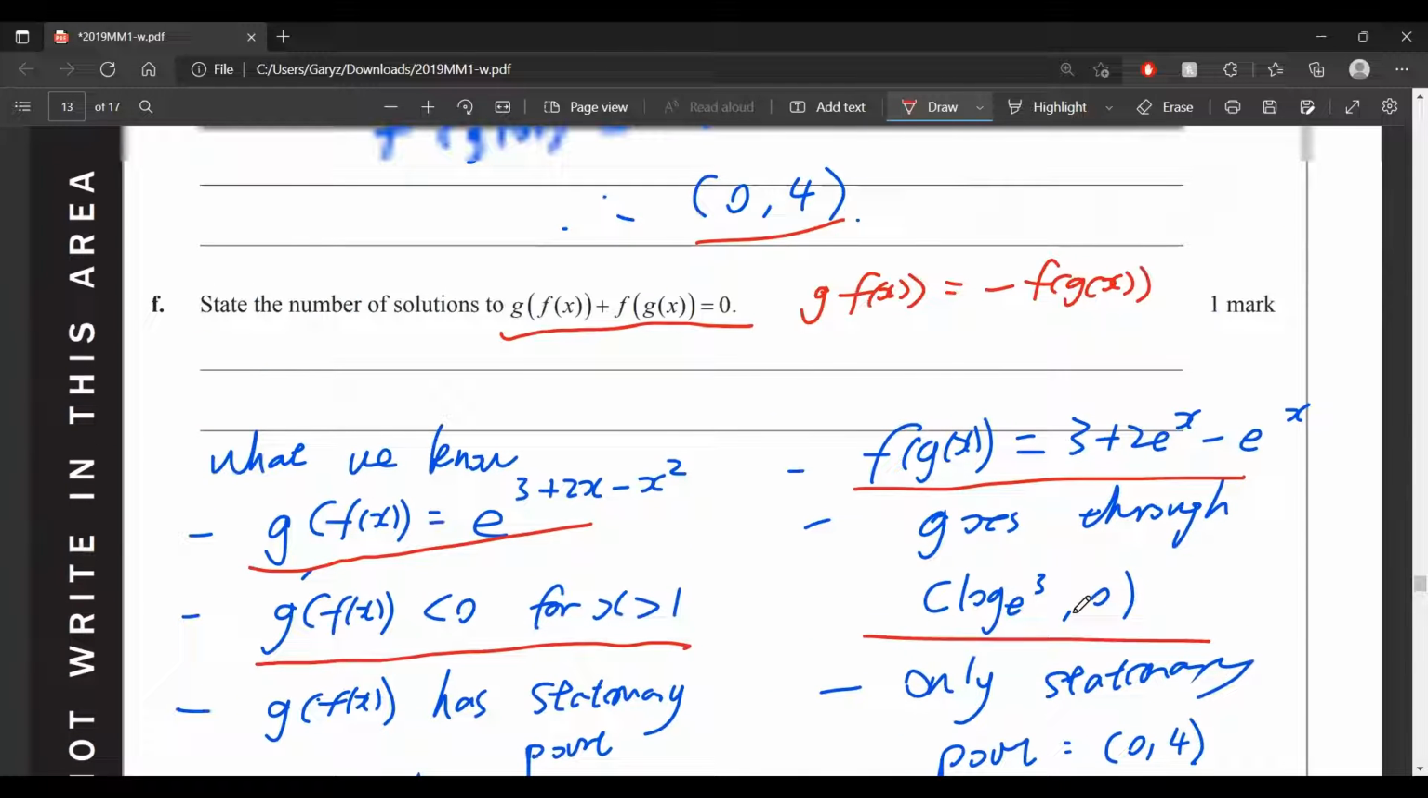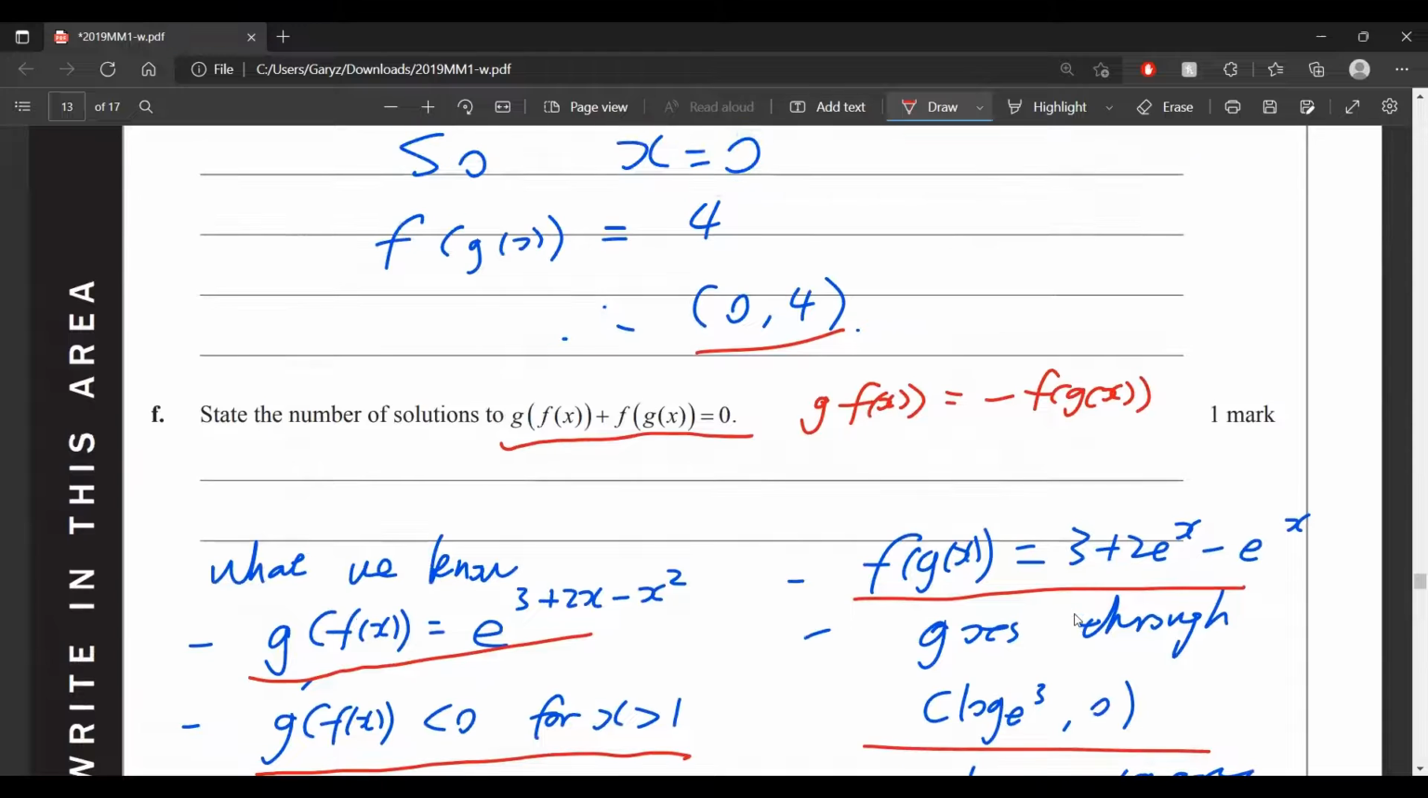So if we try to graph f of g of x right now, we know that it goes to this point here. So this is its stationary point, (0, 4). And we know that this goes through this point here, (log e of 3, 0), and that goes down, right? But the question didn't really give us any information on how the left side of this graph goes. And I think here is arguably the hardest part about this question. And let me just erase this quickly.